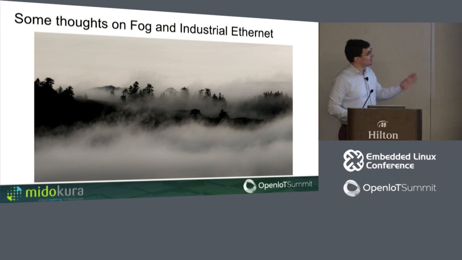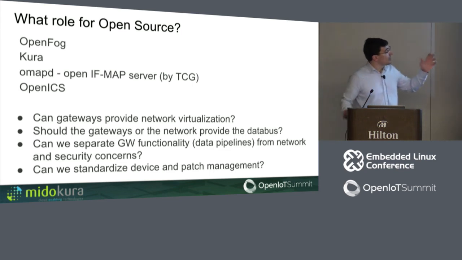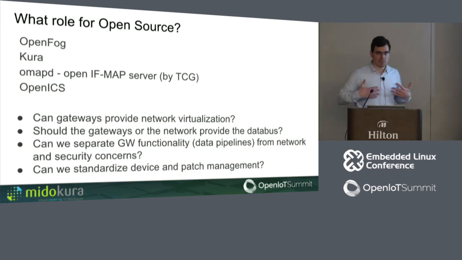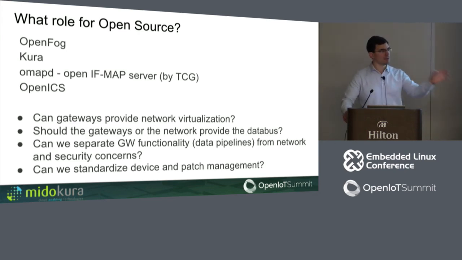Since I'm running out of time, I'm going to skip this because I said a few things about fog and industrial internet. Just a few words about this. So what role for open source in all this? There's clearly a lot of projects that address some of this, but mostly the open source has been on the device side, the solution side. But in OpenFog and the OpenFMAP and Open ICS, you have projects that are more on the factory operator side. But you have these questions I'm asking, like, can the gateway do network virtualization? Or can the gateway itself be virtualized and run in a fog so that I don't have to deploy many, many gateways?